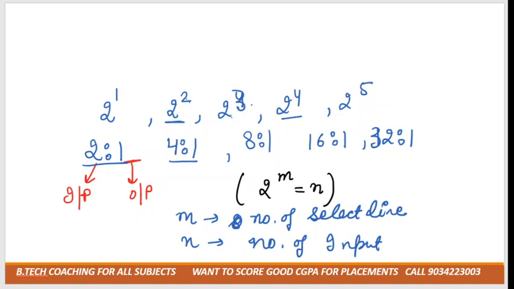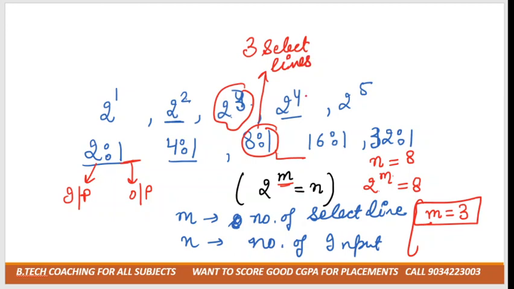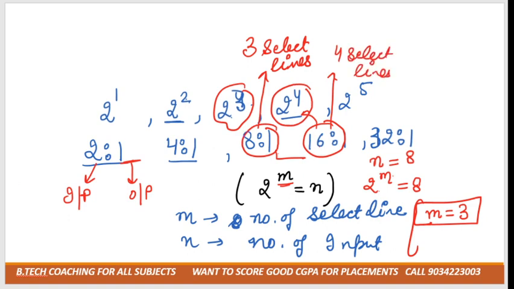Suppose I take one example of 2 raised to power 3, like an 8 is to 1 multiplexer. In an 8 is to 1 multiplexer, n is how much? 8, right? To calculate the select lines, 2 raised to power m is equal to 8. So what is the m value here? 2 raised to power 3 is equal to 8, so m is equal to 3. So in 8 is to 1 we have 3 select lines, right? Similarly for 16 is to 1, 16 is 2 raised to 4, so we have 4 select lines. Okay, clear?